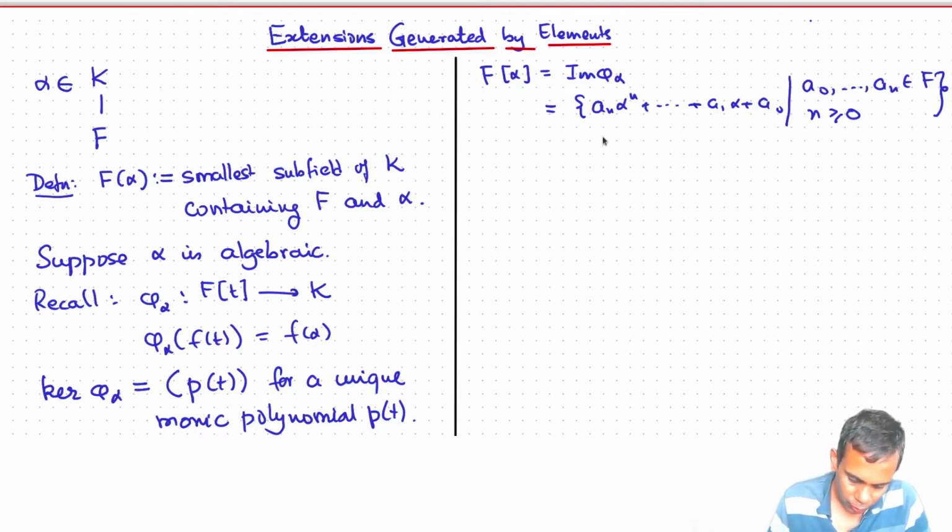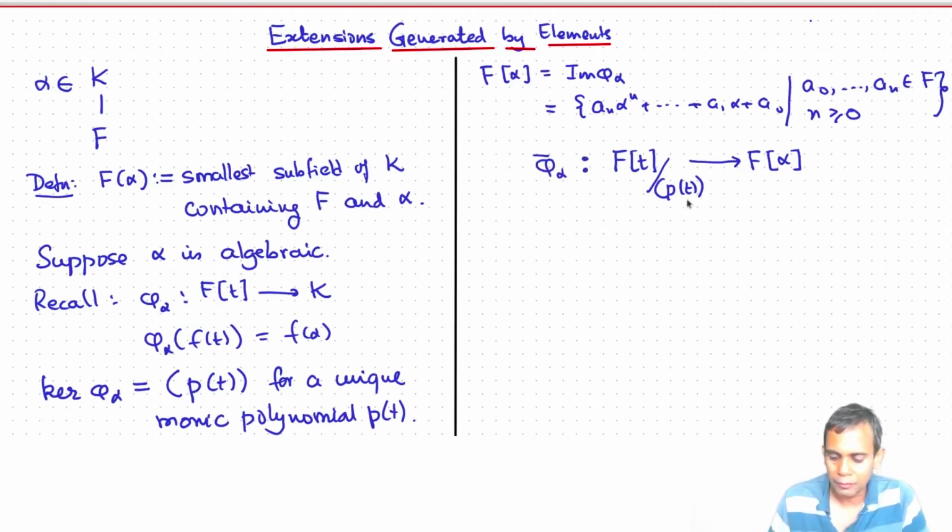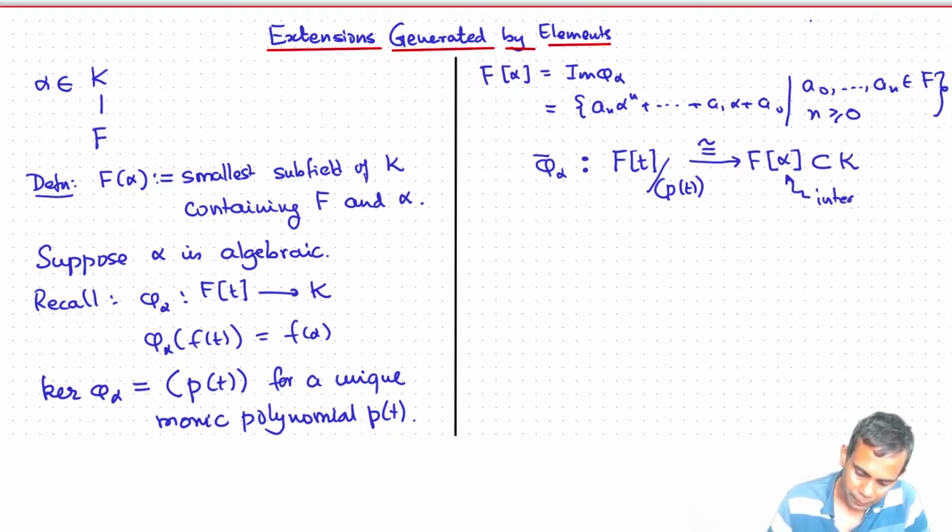Now we have this homomorphism phi alpha from F[t] to K, but the image we have defined to be this subring F[alpha] of K. And the kernel is this prime ideal (p(t)). So phi alpha induces an isomorphism which we'll call phi alpha bar from F[t] mod (p(t)) to F[alpha]. This is an isomorphism of rings. Now F[alpha] is a subring of K, and therefore F[alpha] is an integral domain, being a subring of an integral domain.